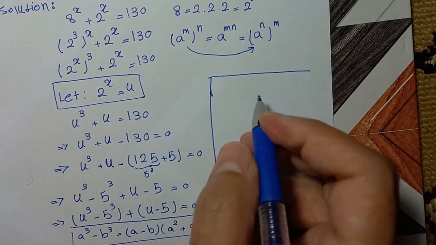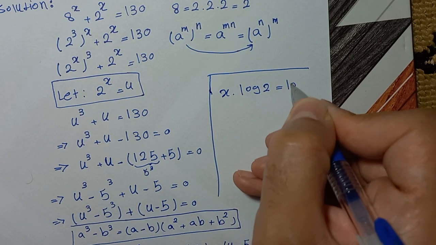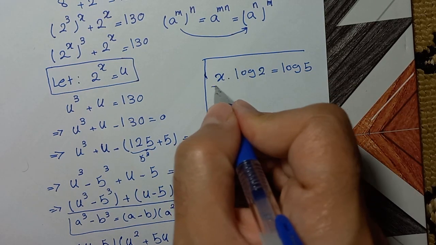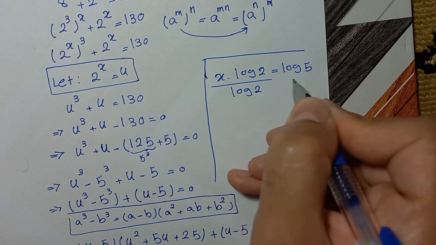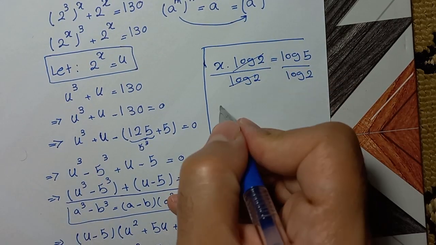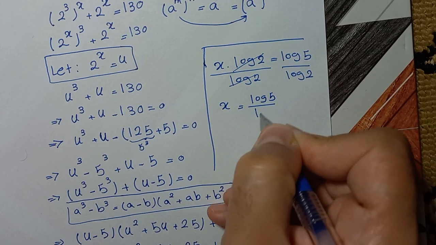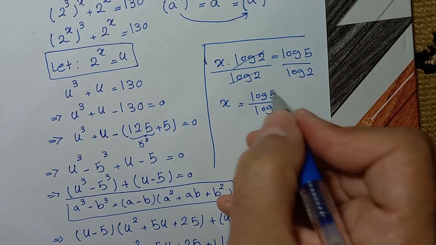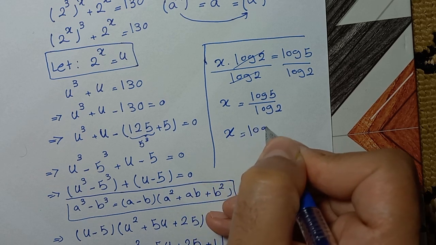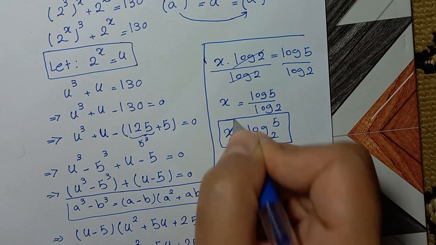So our equation is x times log 2 is equals to log 5. And next step, we divide both sides of the equation by log 2. So this divided by log 2 and this divided by log 2. This will cancel this, and x is equals to log 5 over log 2. And from log rules, in here we can write this as x is equals to log 5 to base 2. And this is our final answer for x.